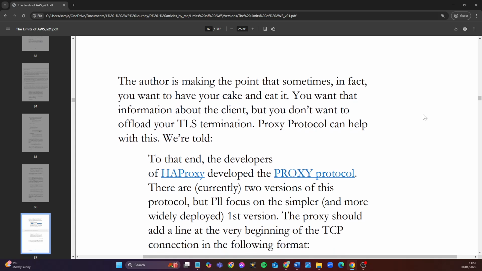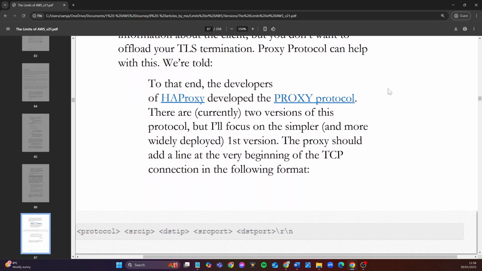The author is making the point that sometimes, in fact, you want to have your cake and eat it. You want that information about the client, but you don't want to offload your TLS termination. Well, Proxy Protocol can help with this. To that end, the developers of HAProxy developed the Proxy Protocol. There are currently 2 versions of this protocol, but I'll focus on the simpler and more widely deployed first version.